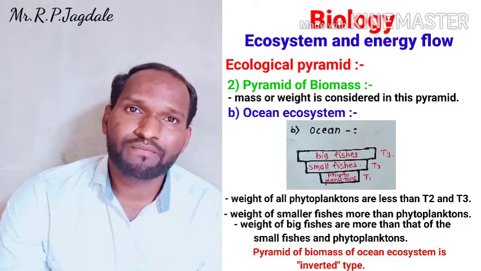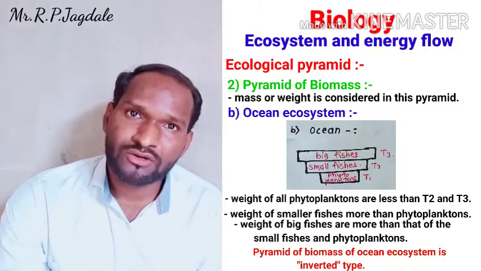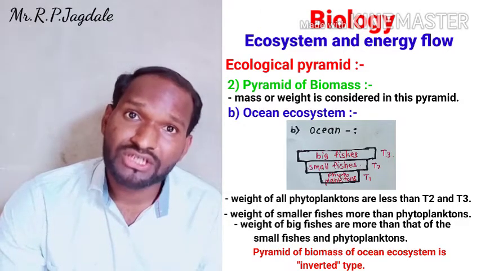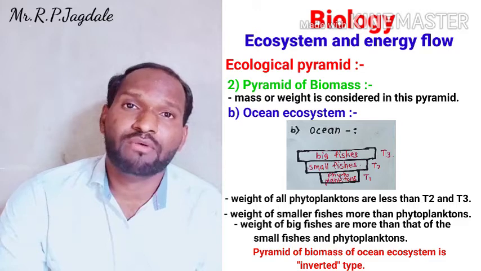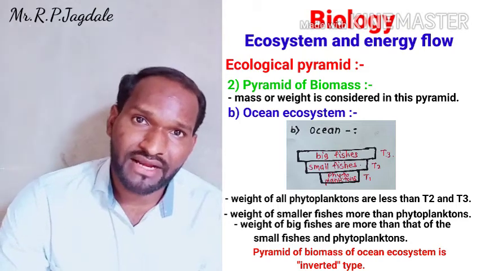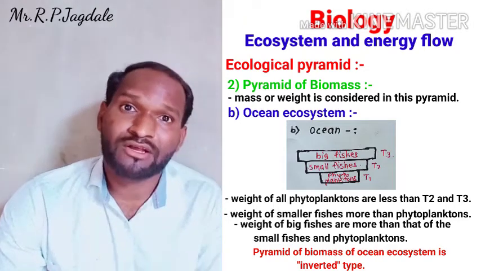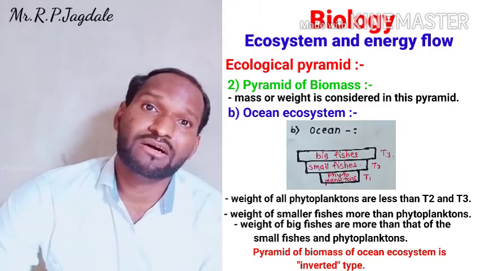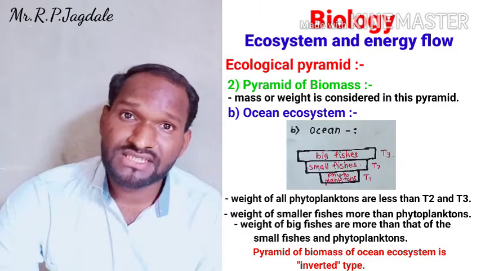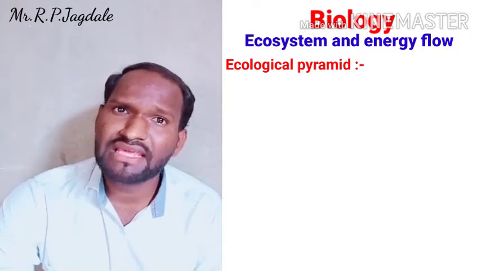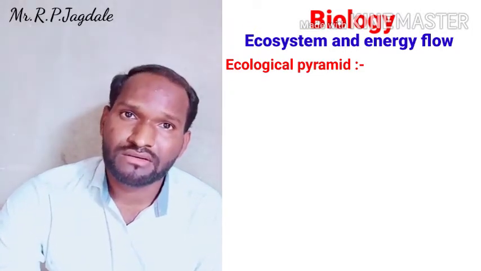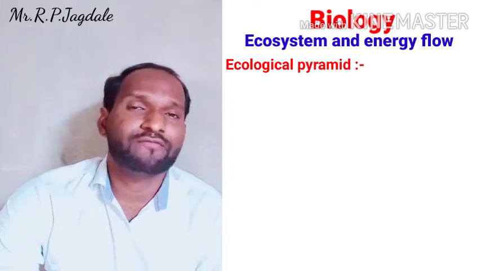Now in this example we have taken the ocean as an ecosystem, and within that we understood that it is an inverted type of pyramid. Inverted, because when we took number it was upright, but when we take the biomass of those organisms, it is exactly the opposite type of pyramid, that is the inverted type of pyramid we have seen. So this is the pyramid of biomass. One thing to understand: in the pyramid of biomass and the pyramid of number, we have seen three types of ecological pyramids.